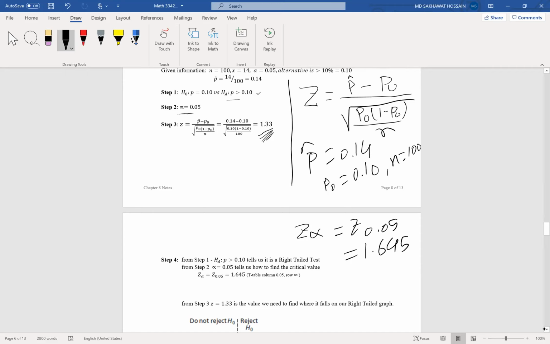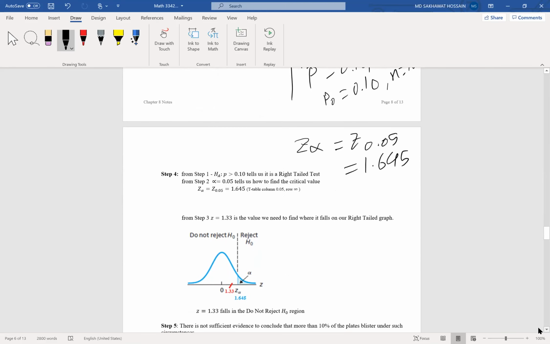So what do you see here? p is greater than 0.10. Yeah, this symbol. That's why it is an upper tail test. Okay, so since this is an upper tail test, this is our Z alpha, which is 1.645.